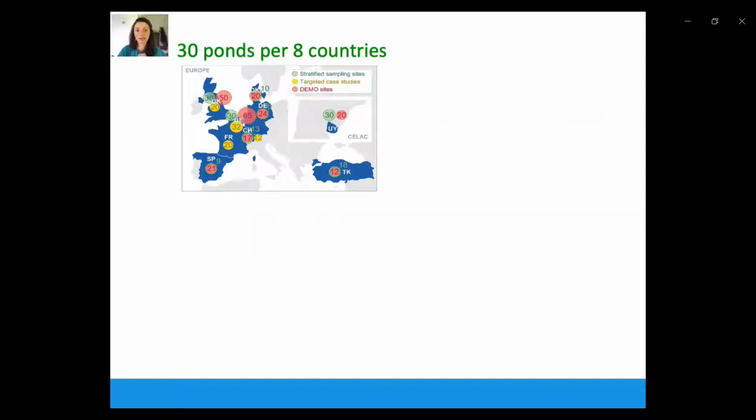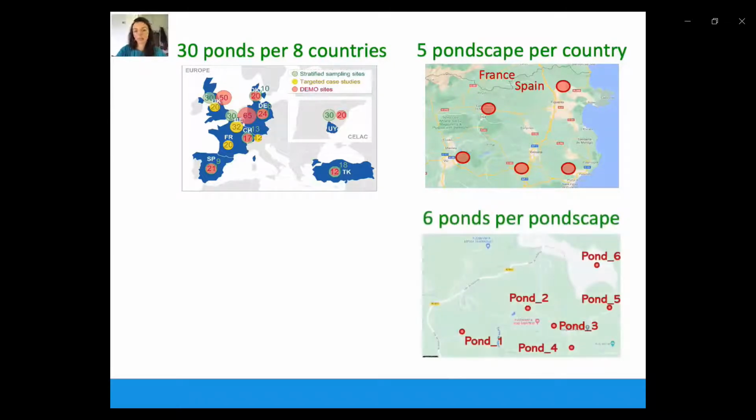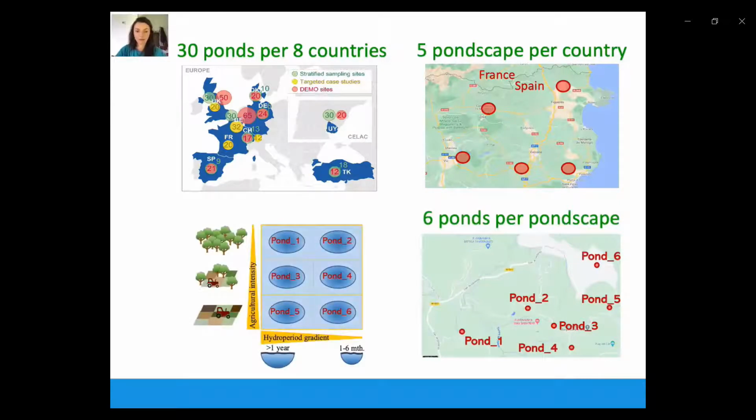For that, we will select 30 ponds for each of the 8 countries that we have. In each country, as an example here, I just put Spain, the region where I am working, in Catalonia. We have 5 pondscapes, and in each pondscape we have 6 different ponds. In these 6 different ponds, we try to have different conditions that combine, as I mentioned, hydroperiod and land use. We have 3 land use levels, high, medium, and low, and 2 hydroperiod conditions, that is permanent ponds or not permanent ponds.